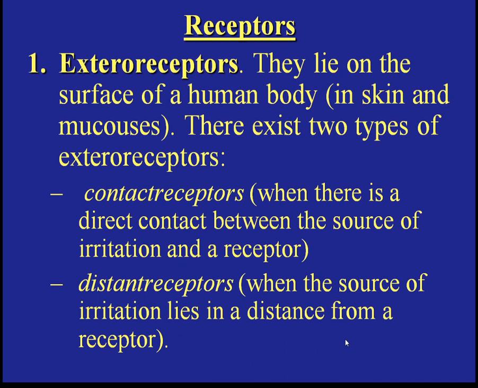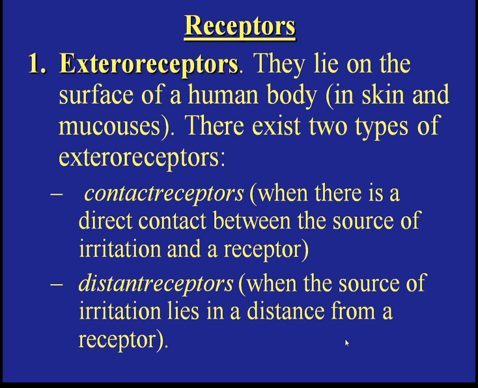The first modality is exteroreceptors. Sometimes we say exteroceptors, the same. Neurologists say exteroreceptors, exteroceptors, proprioreceptors, proprioceptors. It doesn't matter. They lie on the surface of the human body, in skin and mucoses.